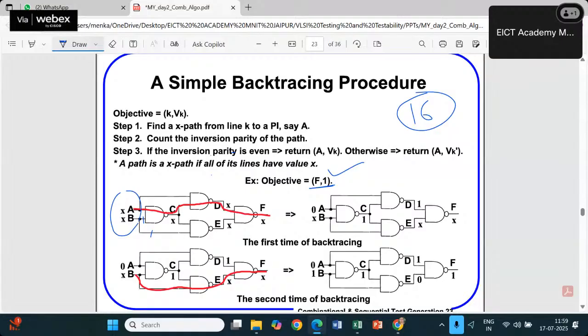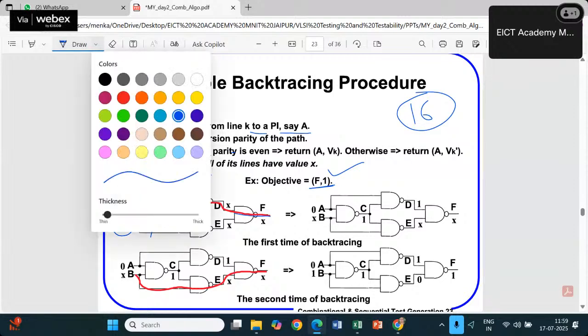So first of all, we have to find the X path from line K to the primary input. Let's say the primary input is A. So the X path is taken in this way. This is one way I have taken the X path. There are multiple paths for this. You can choose any one of them. What are those multiple paths?